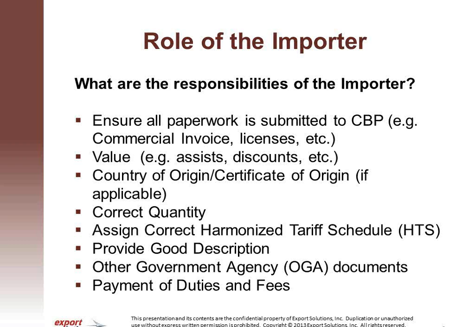Also, you want to make sure that you provide a good description to customs. Once again, the description is something that customs uses to determine that what your products are classified as is correct with the description. And then there are any other government agency documents. You'll hear customs and customs brokers refer to OGA, which really stands for other government agencies. When we say other government agencies, there are things like the Food and Drug Administration. So if you're bringing in things like drugs and food, you do need to make sure you have the specific documents for that. Things like computers and electronics may require an FCC certification. Those other documents also have to be submitted at the time of import. And then, of course, you're responsible for the payment of any duties and fees to customs.